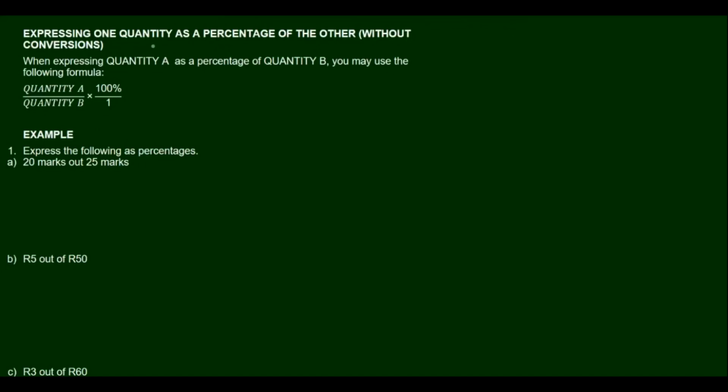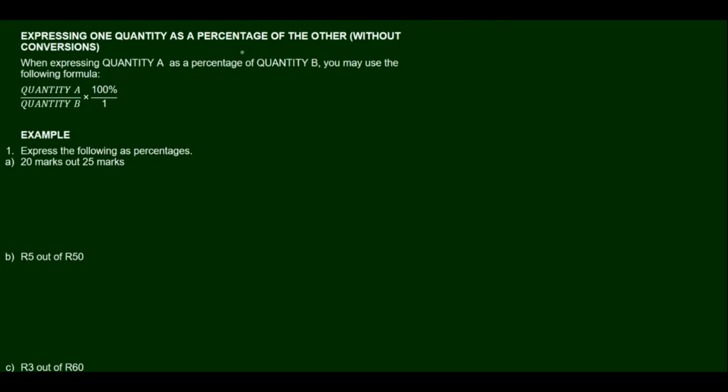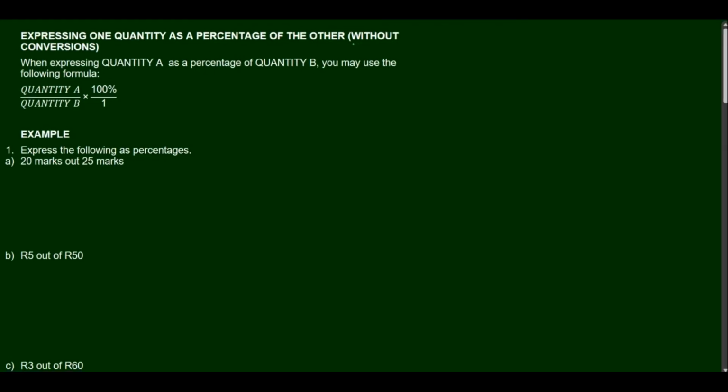In this lesson, we are going to express one quantity as a percentage of the other quantity. But we're going to look at situations where we don't have conversions. When expressing quantity A as a percentage of quantity B, you may use the following formula. You say quantity A over quantity B times 100% over 1.